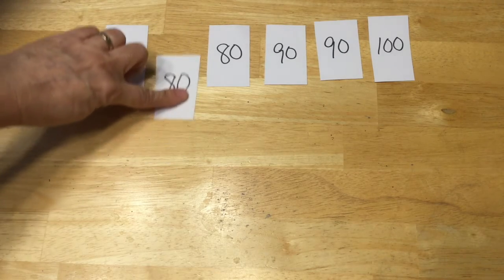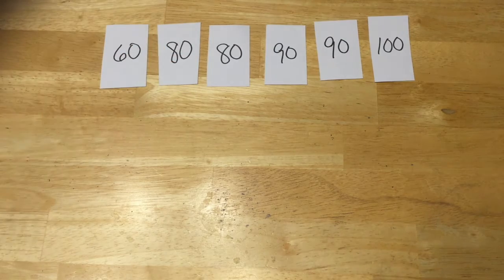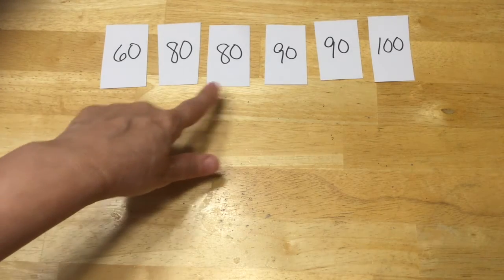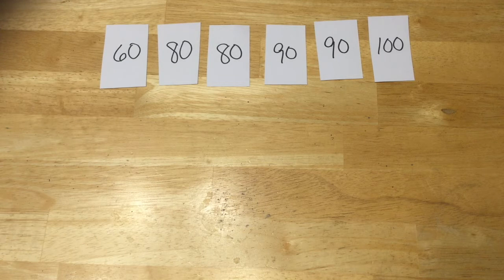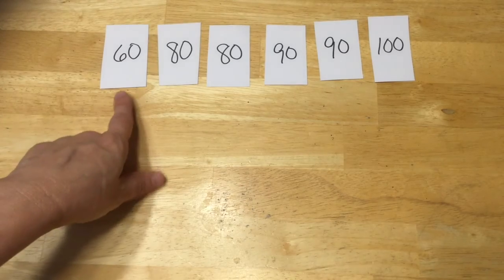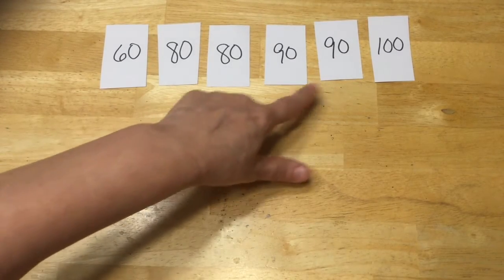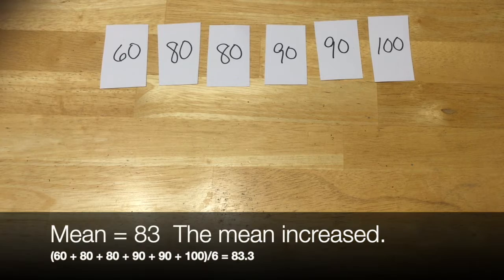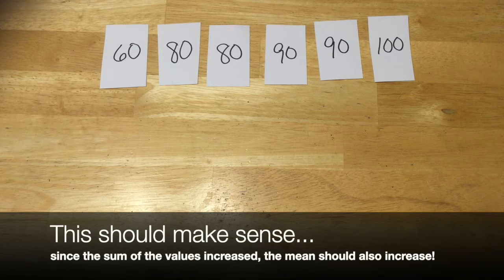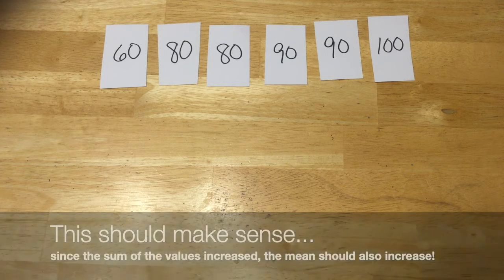Well, let's put them in order. You're going to add up the numbers, 60, 80, 80, 90, 90, and 100, and then add them all up. That comes out to 500. 1, 2, 3, 4, 5, 6. I divide by 6. 500 divided by 6 is 83.3 repeating. So it went up to 83, it increased. So it was really worth the student's time to redo that assignment.